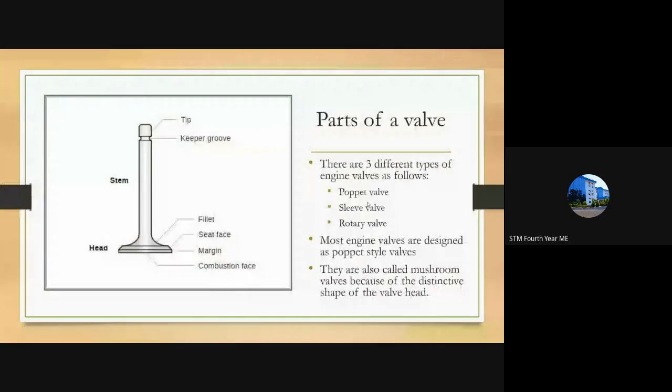Okay, then we were studying about the parts of the valve. Basically, there are three parts: the valve tip, its stem, the valve stem, then comes the valve head, and underneath the head comes the combustion face or the valve face. So these are the parts of the valve, and we saw the working of the valve.